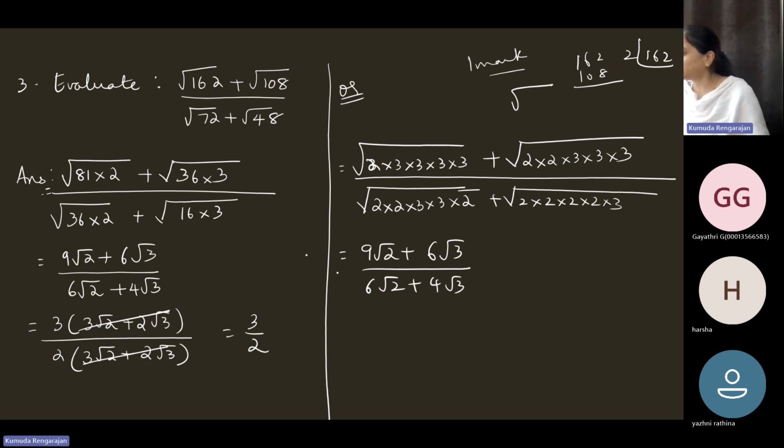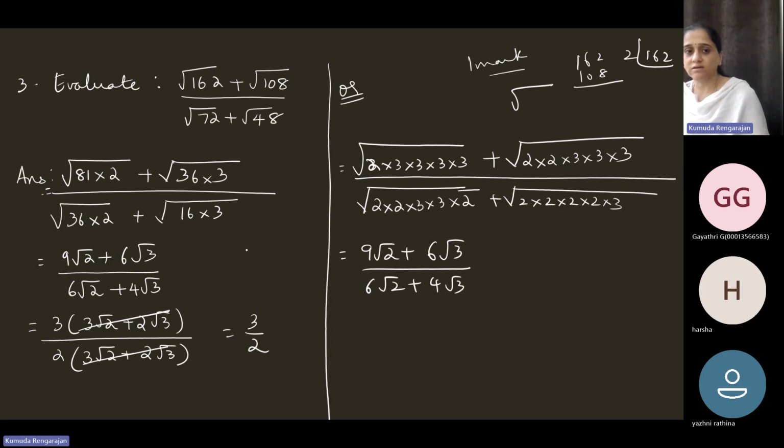Because you remember, to rationalize the denominator, you need to first write the terms in the denominator as a mixed surd. Like root 72 should be written as 6 root 2. Root 48 should be written as 4 root 3. You cannot rationalize as it is. Prime factorization is the only route.